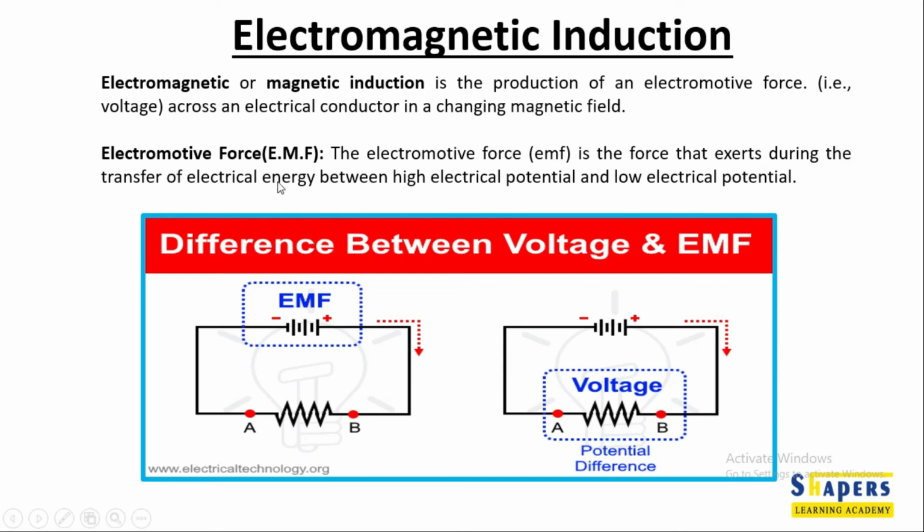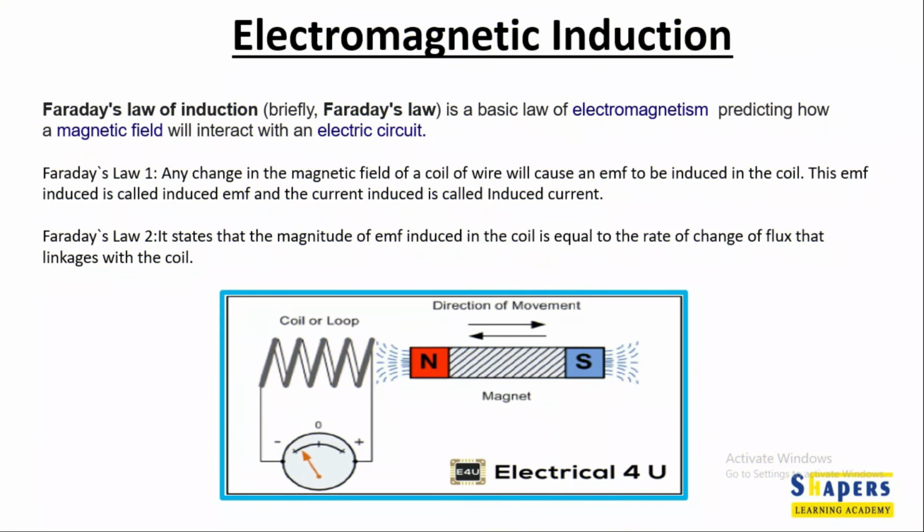Electromotive force. The electromotive force is a force that exerts during the transfer of electrical energy between a high electric potential and a low electric potential. Let us understand certain basic laws of electromagnetic induction. We have two laws, Faraday's law 1 and Faraday's law 2, and the scientist Michael Faraday is the father of electromagnetic induction. It is because of Mr. Michael Faraday that we have all the generators as well as electric motors working across the world.